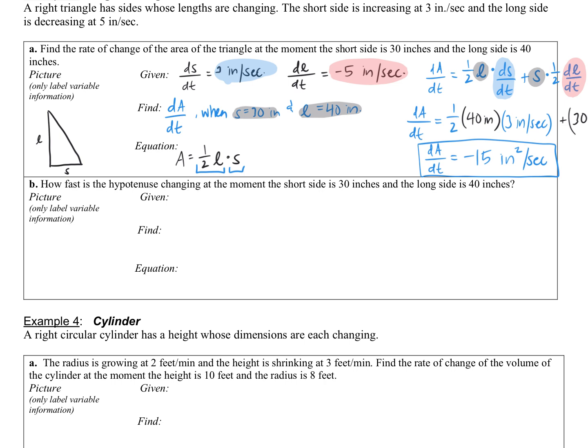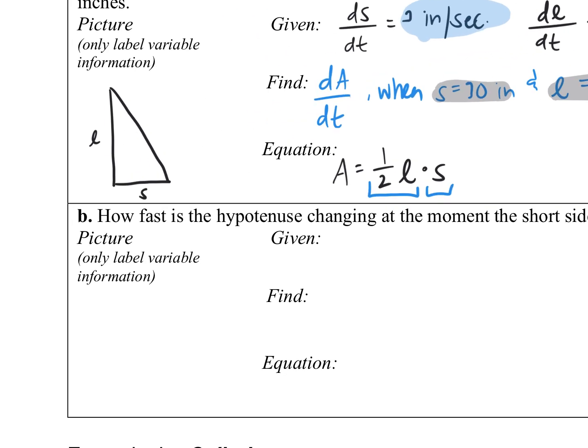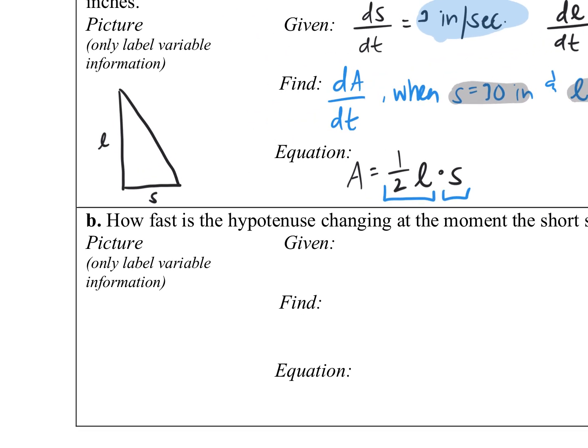So same legs of our triangle, but we're looking at the hypotenuse now in this case. I'm going to use the same picture from above. I'm just going to label this H. We're trying to find the hypotenuse rate.